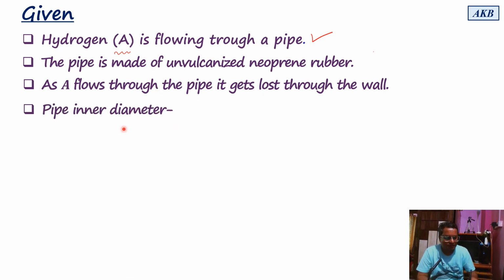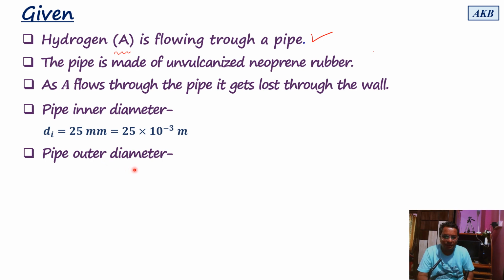The pipe inner diameter is given, and we are going to denote that by di. So di is given as 25 mm, and I have converted it to meters by multiplying with 10^-3. So it is 25 × 10^-3 meter. Then the outer diameter is also given. Outer diameter is 50 mm. Again I have converted it to meters, so it will be 50 × 10^-3 meter.